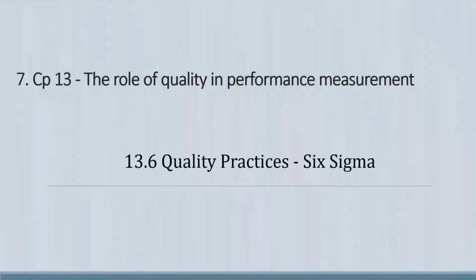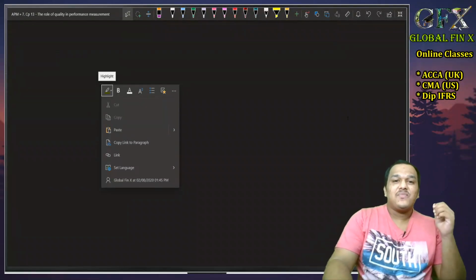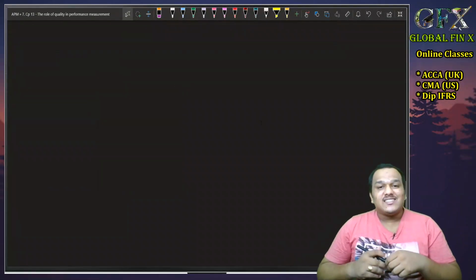Chapter number 13, the role of quality in performance measurement. Lecture number 13.6, quality practices, Six Sigma. Hi guys, let's start our lecture with Six Sigma.